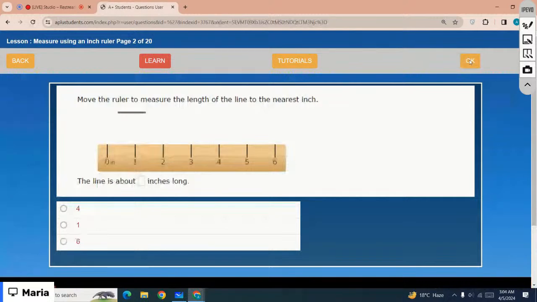Okay. Move the ruler to measure the length of a line to the nearest inch. So, which is the correct option? The correct option is the line is just 1 inch. The correct option is 1, right? Very good.